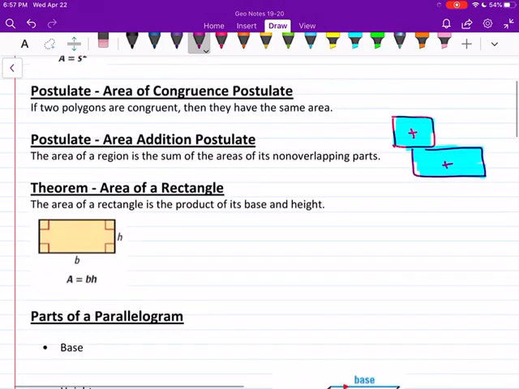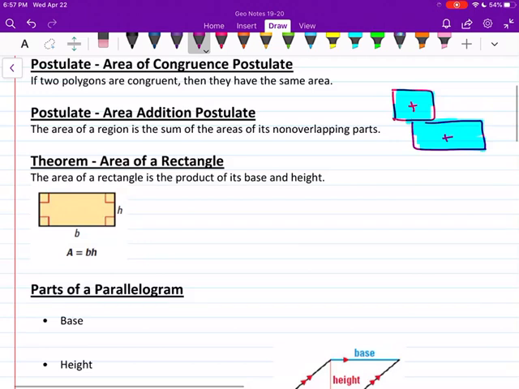My next theorem is the area of a rectangle, which is the product of the base and the height. And so remember, base and height are always perpendicular to each other, no matter what shape we're talking about. So hopefully area of rectangle and area of square are familiar formulas to you. So now we're going to talk about area of a parallelogram, but first we're going to talk about what are the base and the height of a parallelogram.